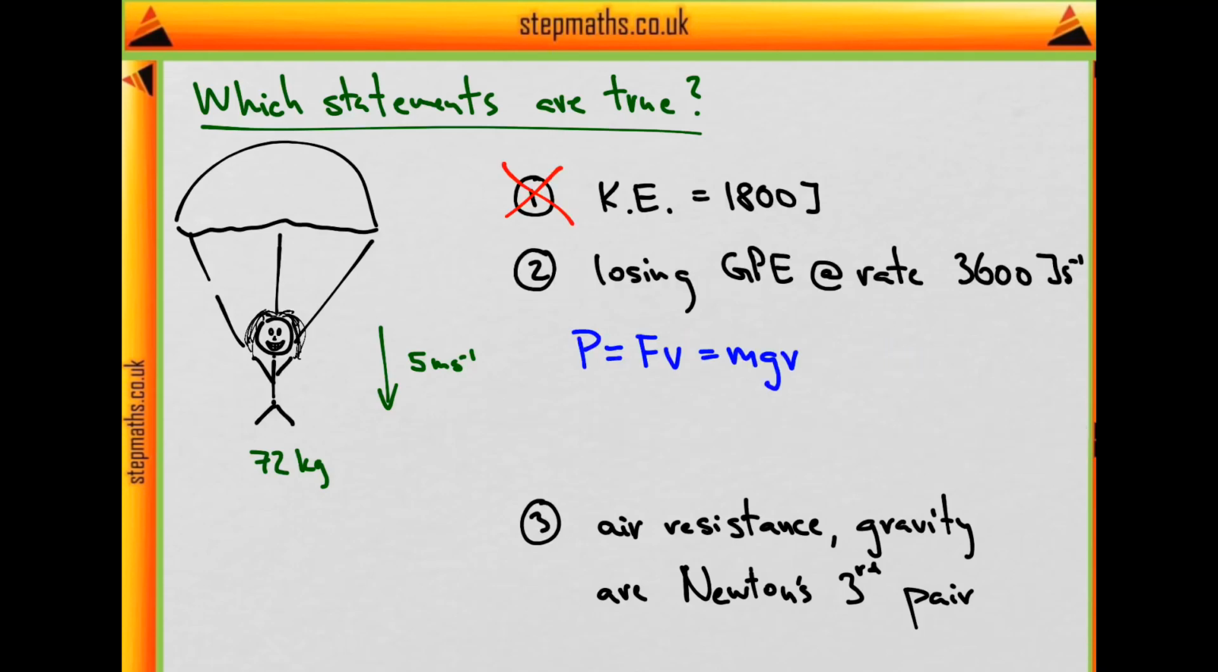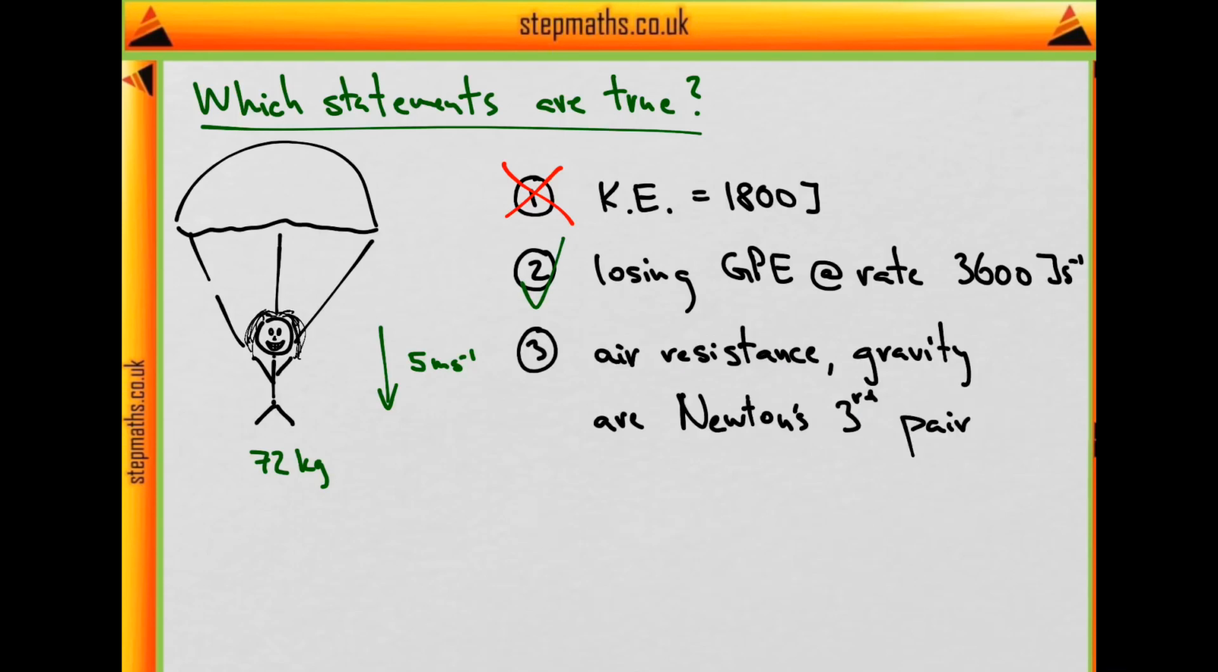The second statement says that she's losing her gravitational potential energy at a rate of 3,600 joules per second. Now this is basically power, that's a rate of change of energy, and as we know, power is force times speed, and our force is gravitational force, so that's mgv. And if we consider the numeric values, we see that this time we're lucky, and we get exactly what was required here, so 2 deserves a green tick.